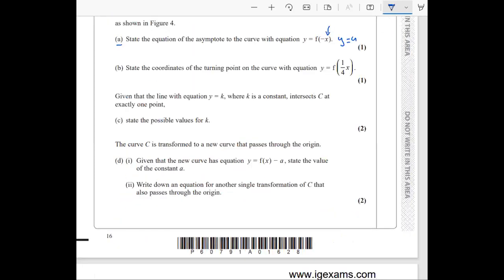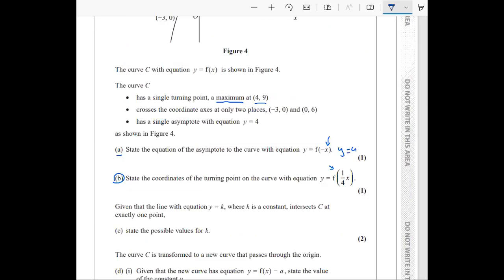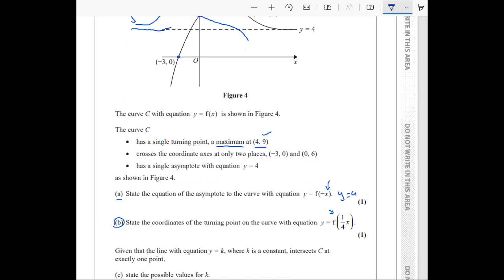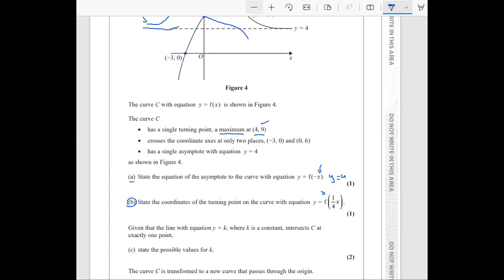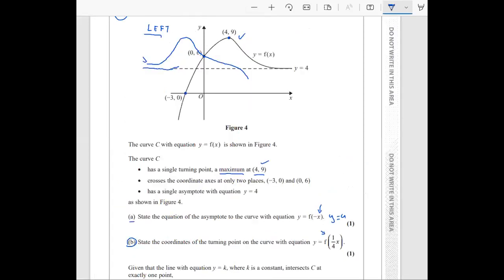The second part: state the coordinates of the turning point on the curve with equation y equals f of x by 4. This time around, nothing is going to change. Our turning point would still be 4, 9. But the fact that this time we have x by 4, in order to get 4, we must have 16 instead of x, because 16 divided by 4 will give me 4, right?